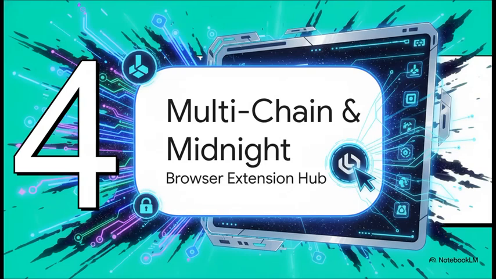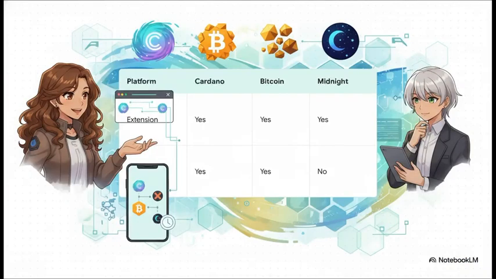All right, Section 4, multi-chain and midnight privacy, the browser extension hub. While mobile is definitely the shiny new toy, the browser extension absolutely remains the central multi-chain powerhouse of this whole ecosystem. Let's walk through this matrix together. It brilliantly illustrates what's going on here. Look at the top row. The browser extension gives you full support for Cardano, Bitcoin, and Midnight, all in one single place. Down on the mobile row, you've got Cardano and Bitcoin ready to go, with Midnight currently marked as not yet. But the big takeaway? You are managing your Cardano and your Bitcoin from the exact same screen. No switching apps, no hassle.